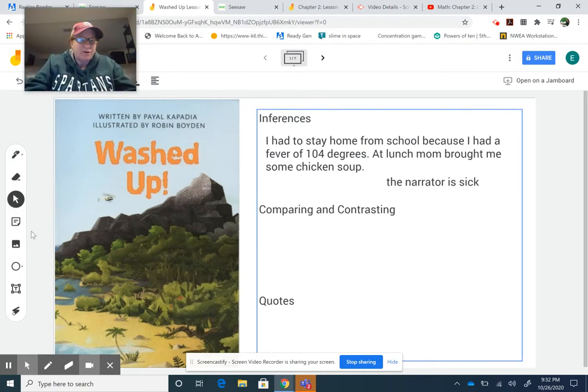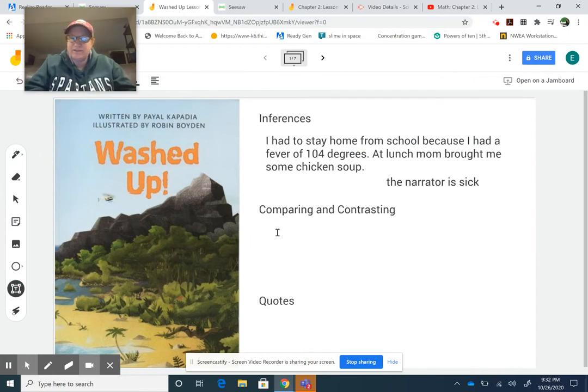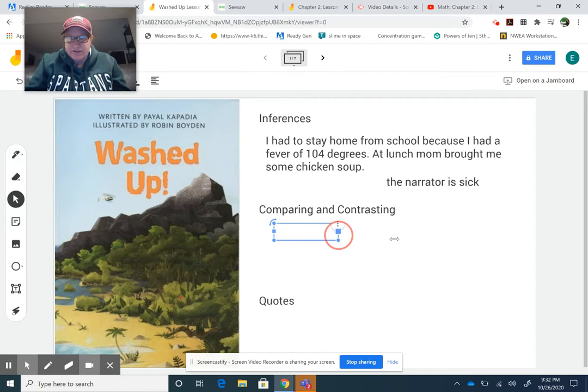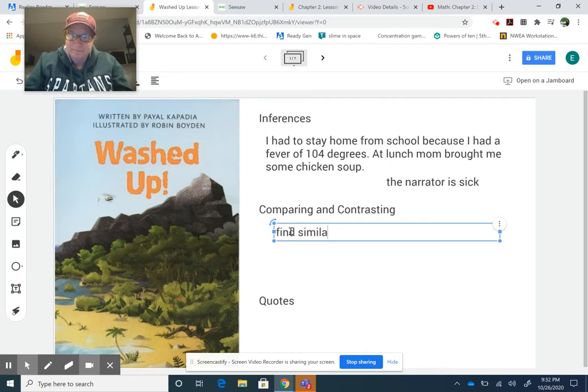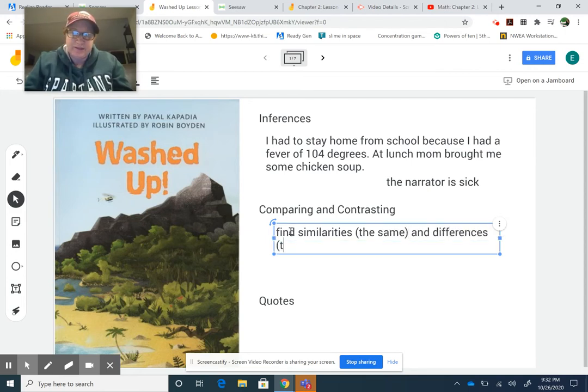And then the next part is comparing and contrasting. We did this a lot with Night of the Spadefoot Toads and Hatchet and Shells with Michael, Ben, and Brian. And this is when you find similarities, or things that are the same, and differences, or things that are, well, different. And we did that a lot with those characters. We even compared characters in the same story, especially with Night of the Spadefoot Toads.